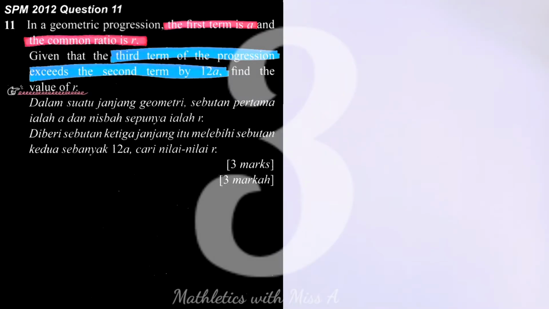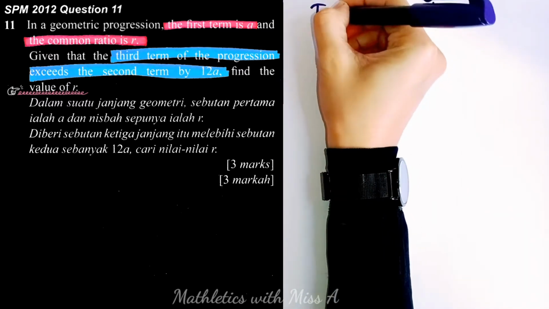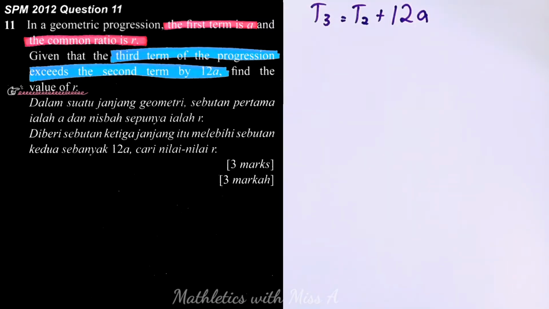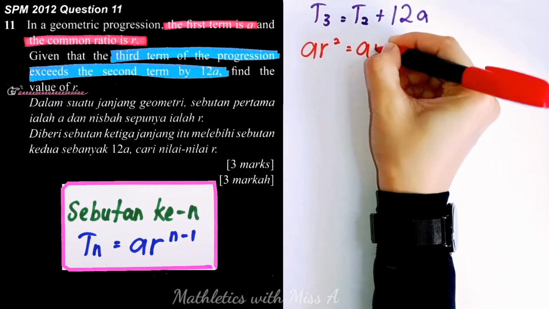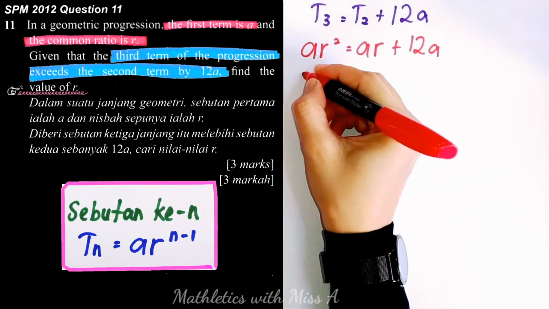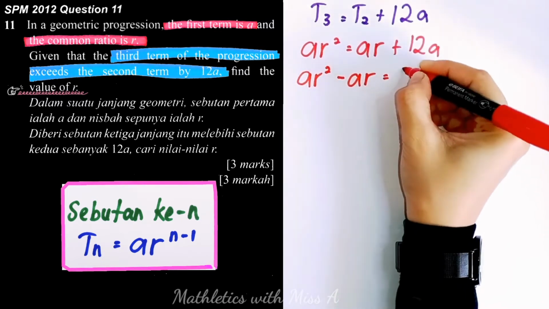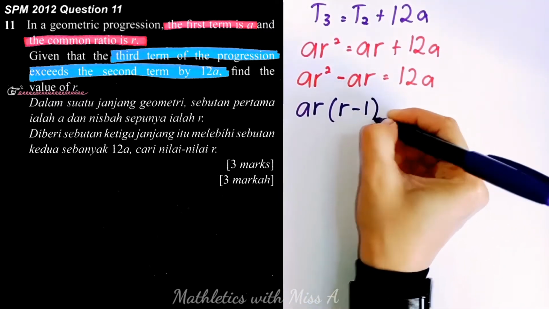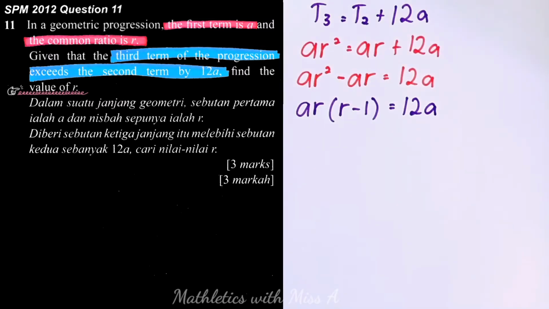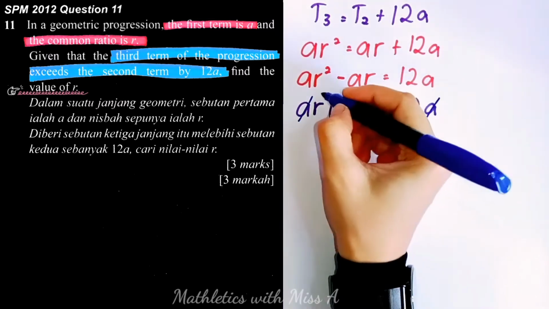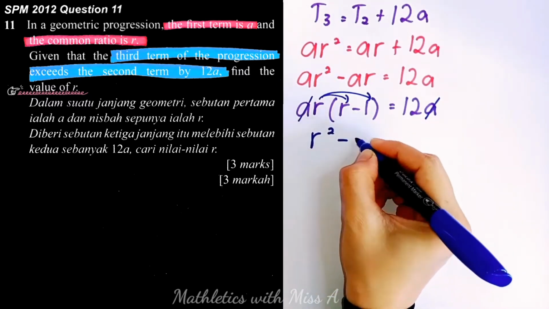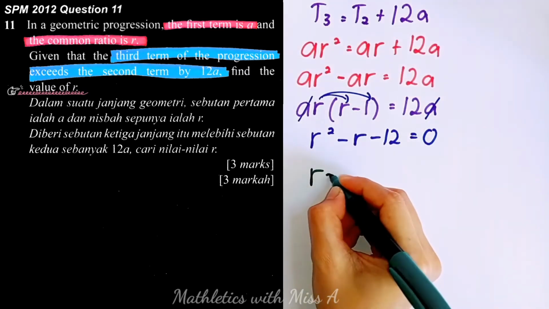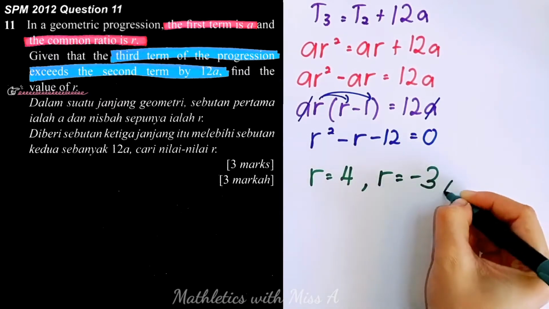In a geometric progression, the first term is A and the common ratio is R. Given that the third term of the progression exceeds the second term by 12A. So T3 equals T2 plus 12A. Then by using the formula, AR to the power of 2 equals AR plus 12A. Then rearrange. Then factorize. So AR in bracket R minus 1 equals 12A. Then cancel A on both sides. Then expand. So R to the power of 2 minus R minus 12 equals 0. So by using the calculator in quadratic equation, the values of R are 4 and negative 3.